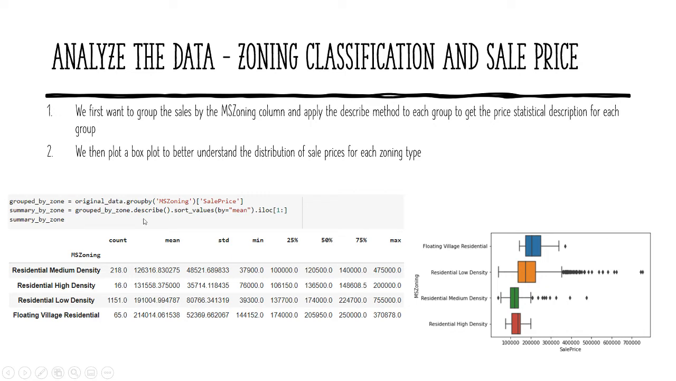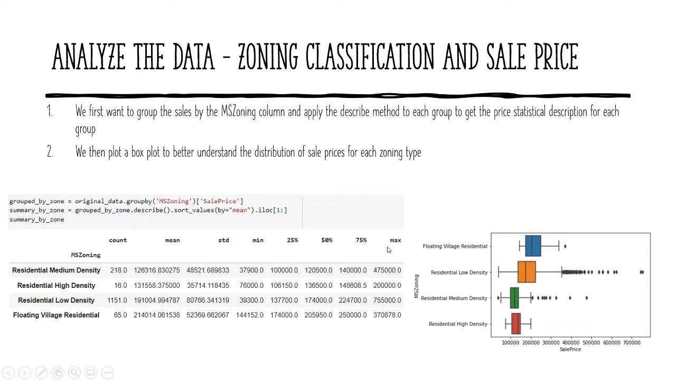So first, we want to group the sales by this column, MS zoning, and apply the describe method to each group to get the price statistical description for each group. So we have the count, the mean, the standard deviation, the min for each group.